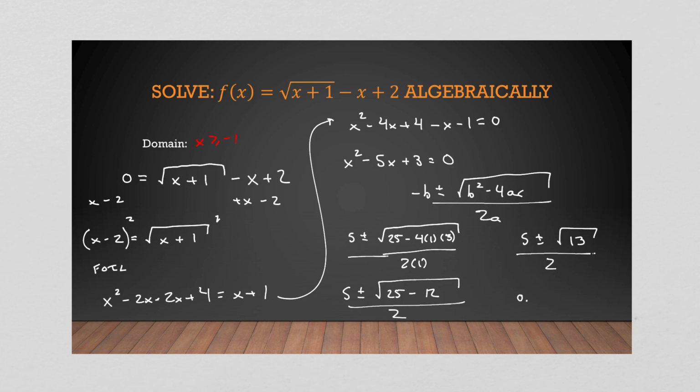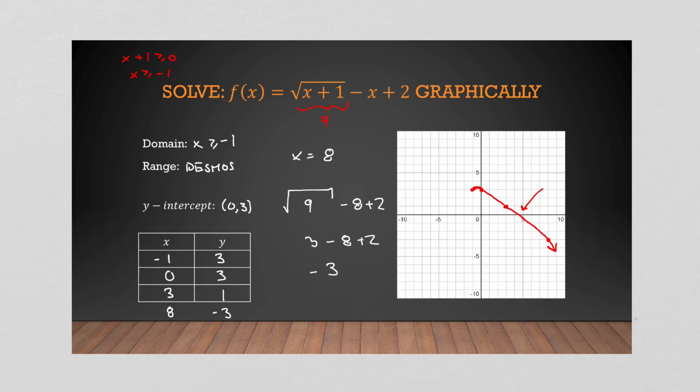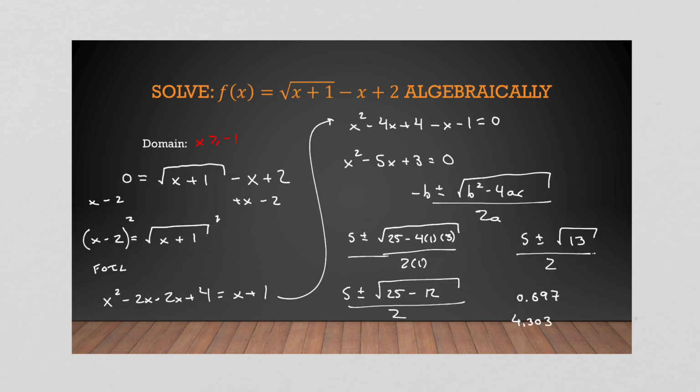We get 0.697 and we get 4.303. Now if we go back to graphically, 0.697 is like right here. So you can imagine that there's no way that's true. So if you plugged that into your equation, you're going to find that this comes back as an extraneous solution. That's why pairing things up graphically and algebraically are helpful.